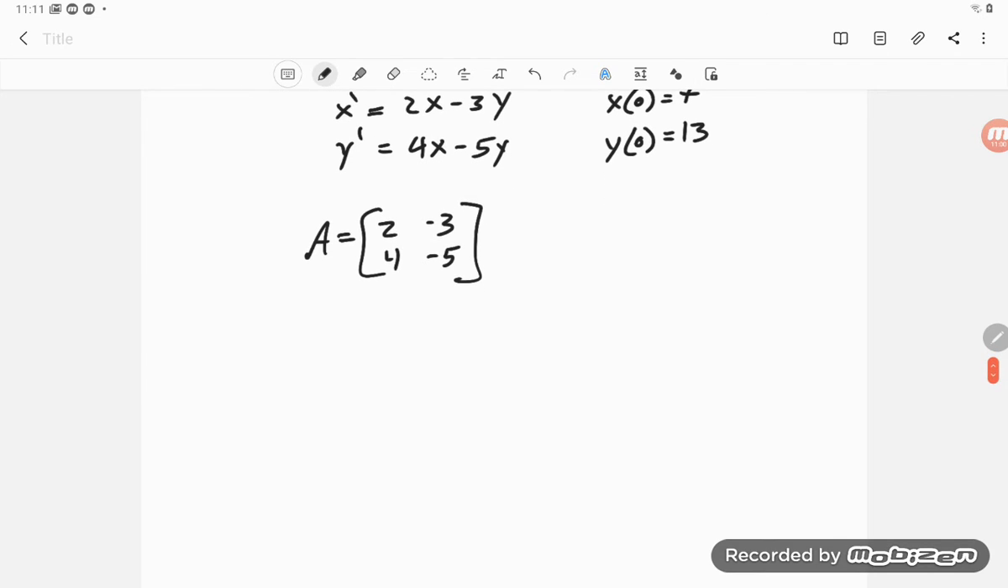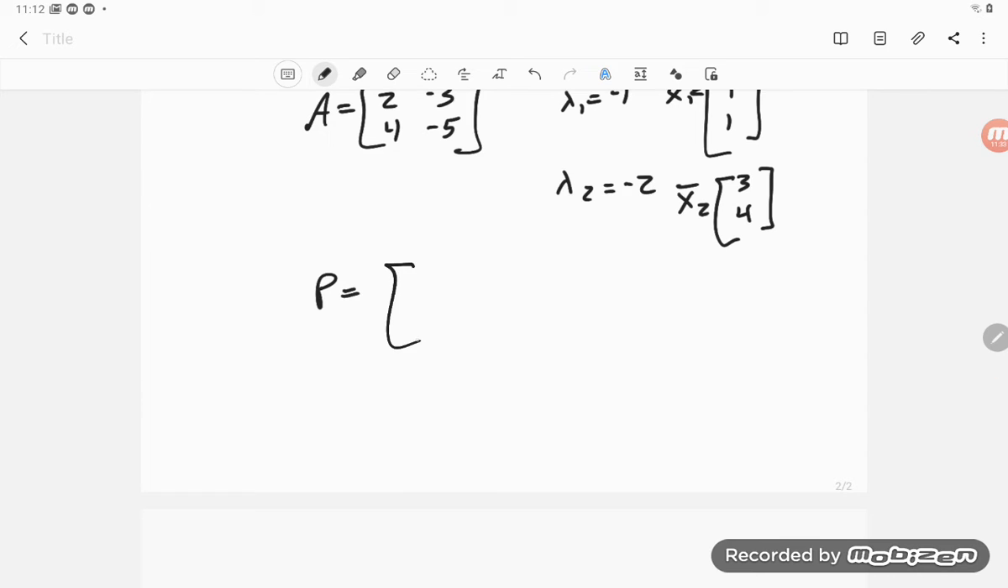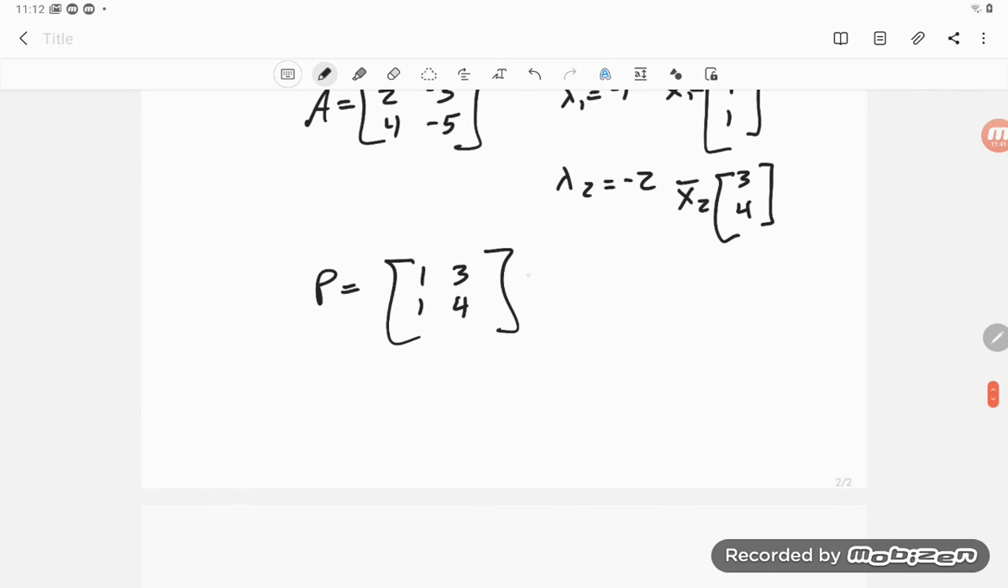Now, I'm not going to go through the characteristic polynomial and so forth. They just point out that we have lambda 1 is equal to -1 with x1 equal 1, 1. And lambda 2 is equal to -2, with the corresponding eigenvector of 3, 4. Okay, so P is equal to 1, 1, 3, 4. And we know that P inverse AP is equal to -1, 0, 0, -2. Right, those are both negative. Yep. Okay.